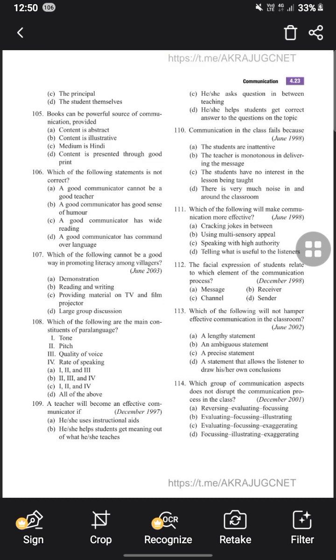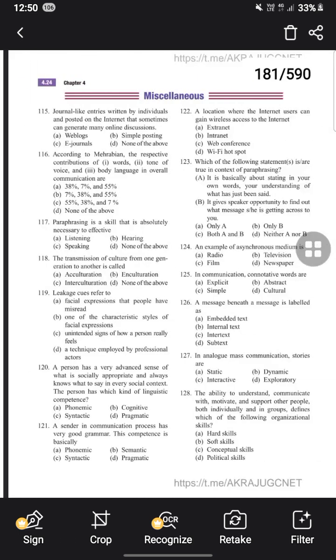Which of the following will make communication more effective? 111 is B, using multi-sensory appeal. The facial expression of a student relates to which element of communication? 112 is A, that is message. Which of the following will not hamper effective communication? That is C, precise statement. Which of the following communication aspects does not interrupt communication? 114 is D, focus, illustrate and exaggeration.